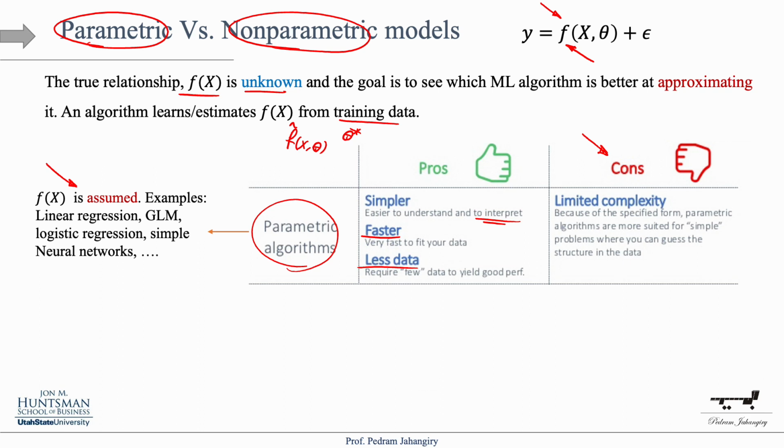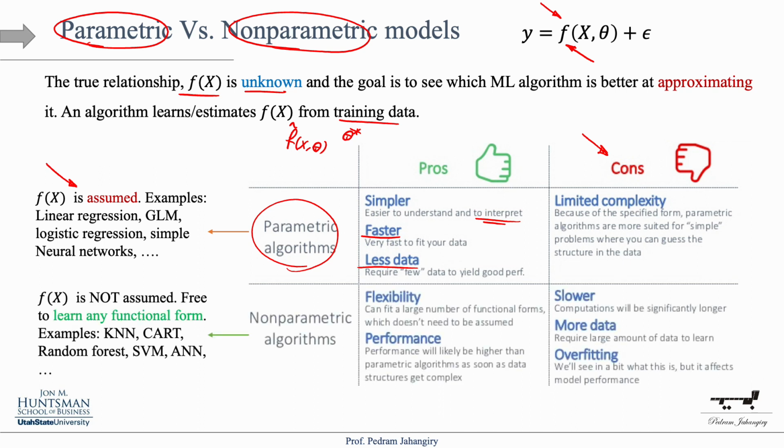What are the examples of parametric models? We can think of linear regression, GLM, or logistic regression, simple neural networks, and some other models that down the road we're going to explore. All of them are kind of parametric models, right? And parametric does not necessarily mean that there are parameters or not hyperparameters. It has something to do with that functional form that you're making an assumption about, okay?